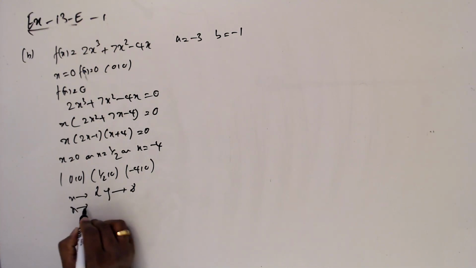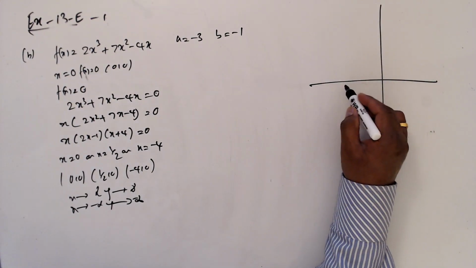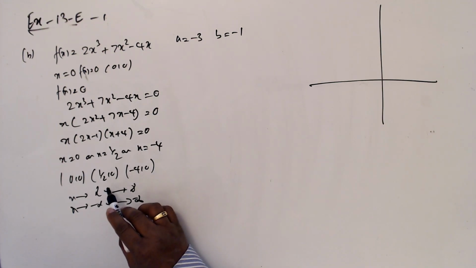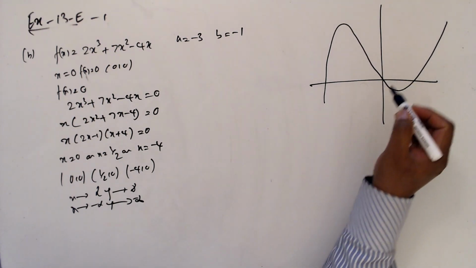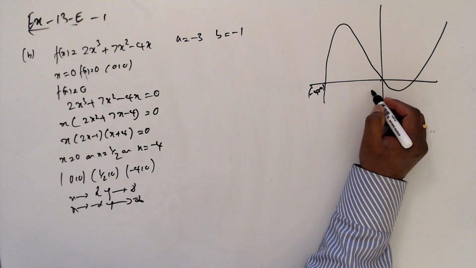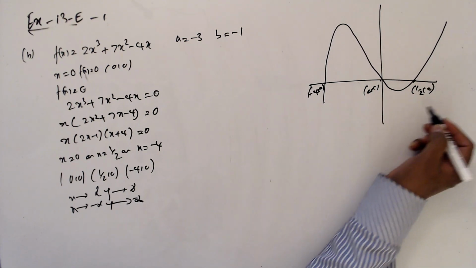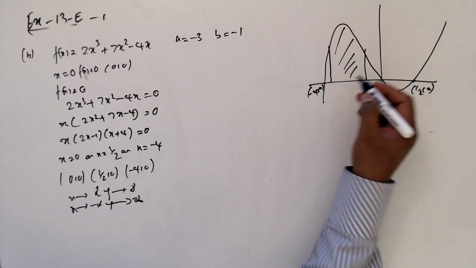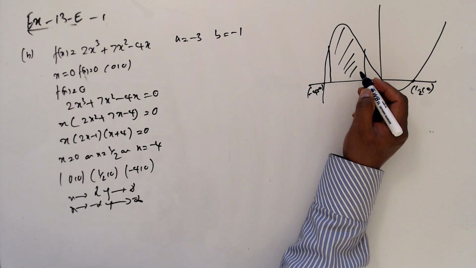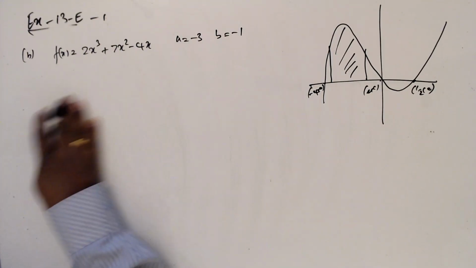As x goes to positive infinity, y goes to positive; as x goes to negative infinity, y goes to negative, from the chapter on polynomials. So this is minus 4, 0, 0, 0, and half, 0. This one is asking minus 3 to minus 1. Yes, the area is above the x-axis, so it is a positive area. The value of the area is positive.